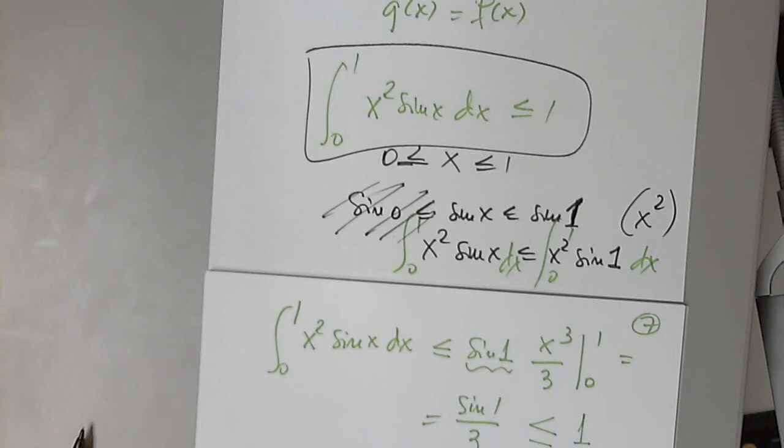Would you stop there, or would you keep rewriting to write the whole integral again? Oh, it's good enough, because this is less than this, which equals this, which is less than that. But yes, you can write it again and say the left-hand side is less than or equal to 1. That's fine too. But is the idea clear? Okay.